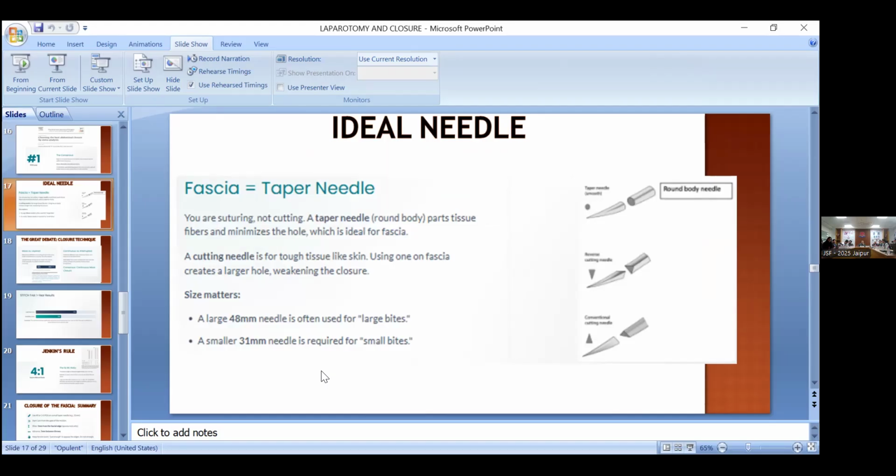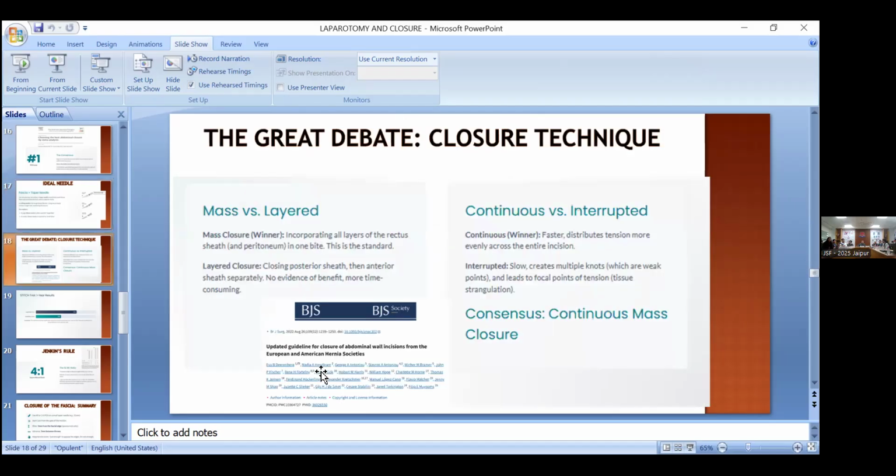A taper needle or a round body needle will minimize the hole size, which is ideal for fascial closure. If we are using a cutting needle, it will give us a larger hole size and that would weaken the closure. Also, large bites come with larger needle sizes, so an ideal needle size should be used when we are doing a fascial closure.